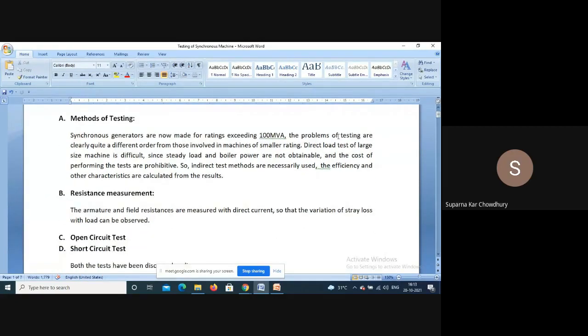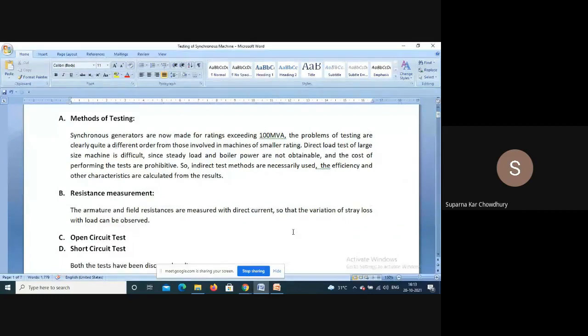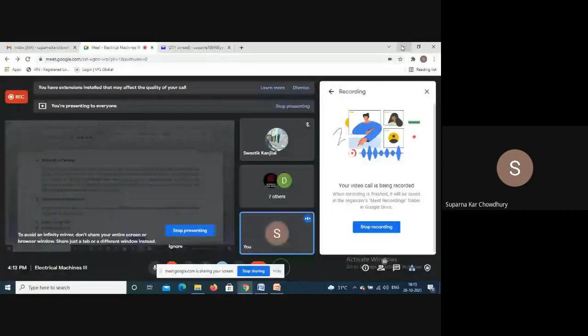I am not describing it here because it is the standard DC ammeter-voltmeter method by which the resistance is measured, as you have studied during your DC machine class. The same method is used, only there will be a correction factor to consider the skin effect, so that from the DC resistance we get the effective AC resistance. Then we have the open circuit and short circuit test.